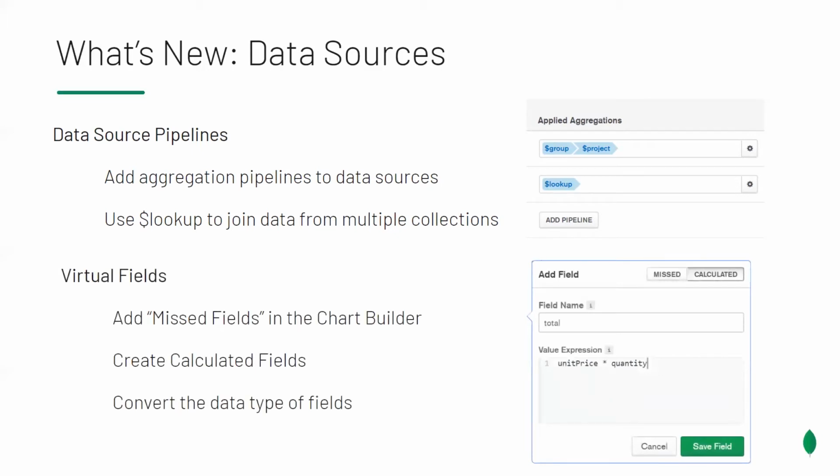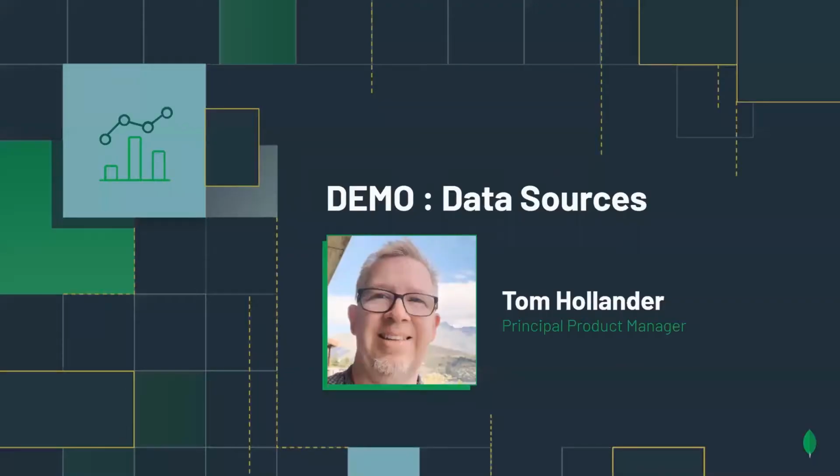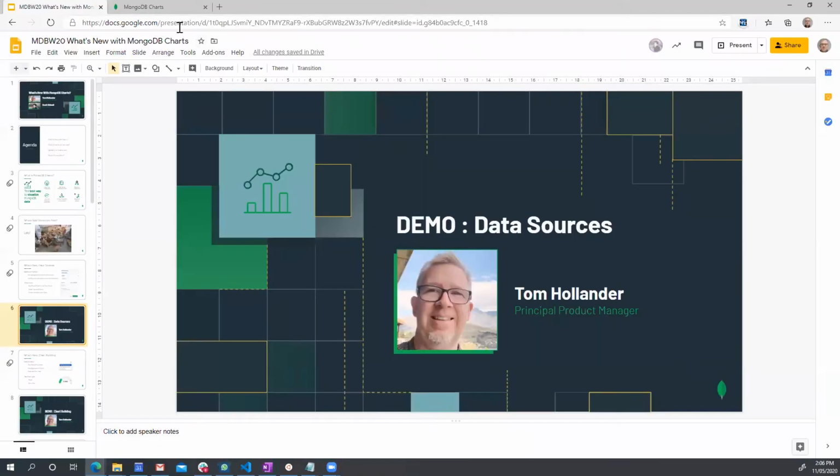We've also added an area called virtual fields that lets you extend the field panel of your chart builder to add fields that might have been missed by the sampling because they're only in a small number of documents, as well as calculated fields and fields that use different data types to what you'd prefer. So let me start by showing you some of these new data source features inside Charts.